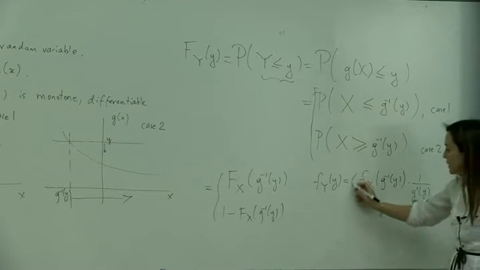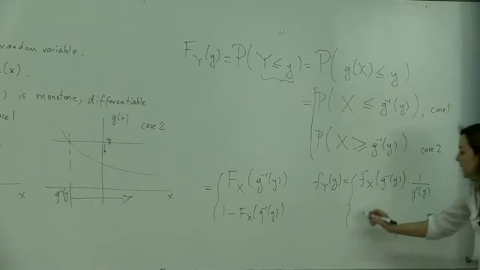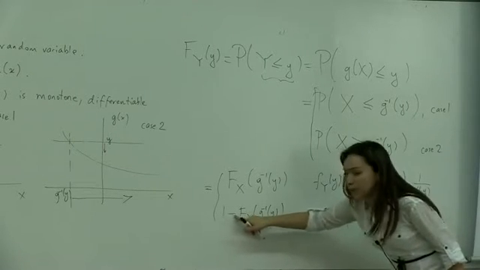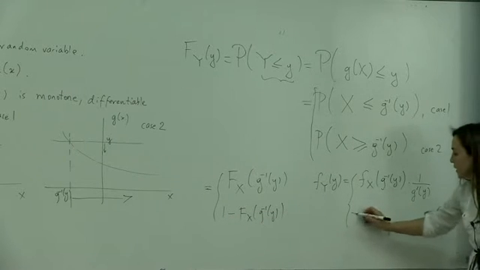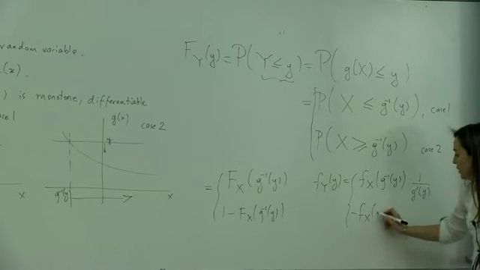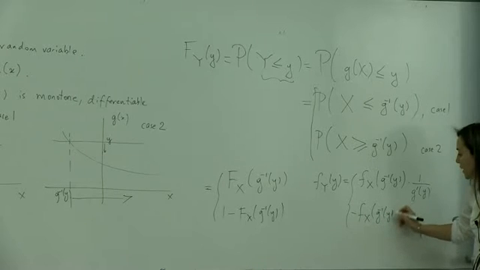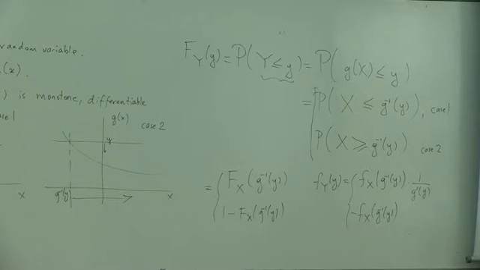In the other case, again, I have a negative sign coming from here. I have a negative sign, f_X of g inverse of y, and again, I have 1 over the derivative of g. There's one thing left to notice to make this expression more compact.